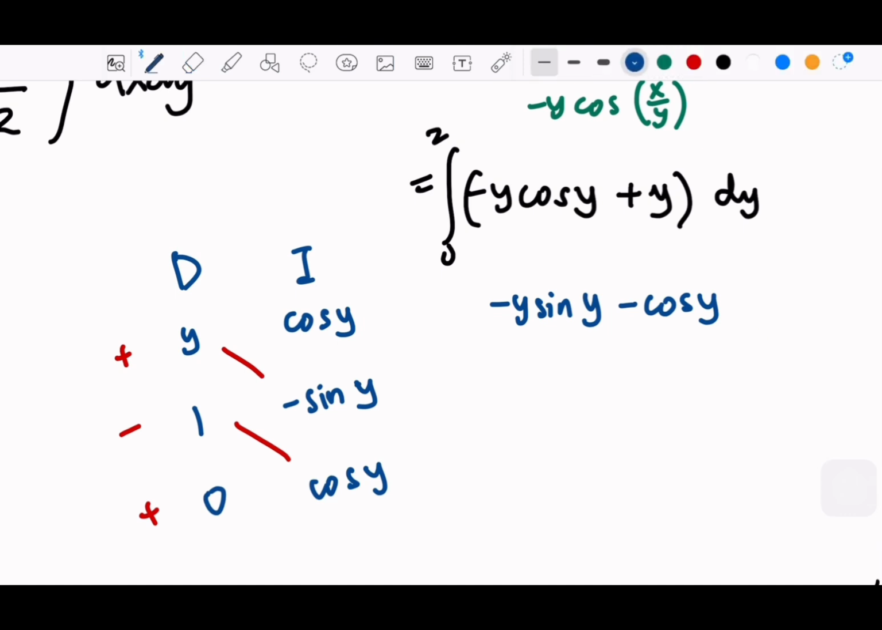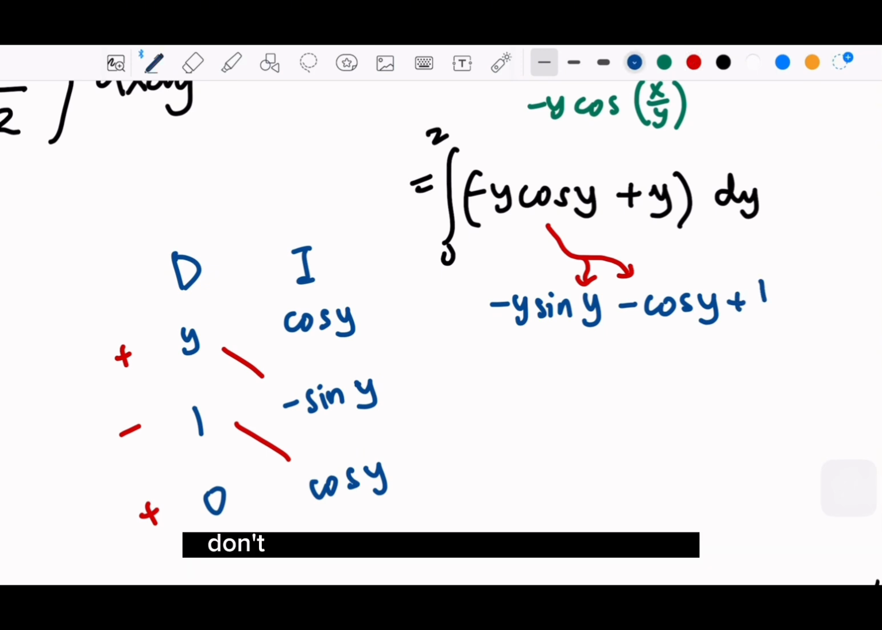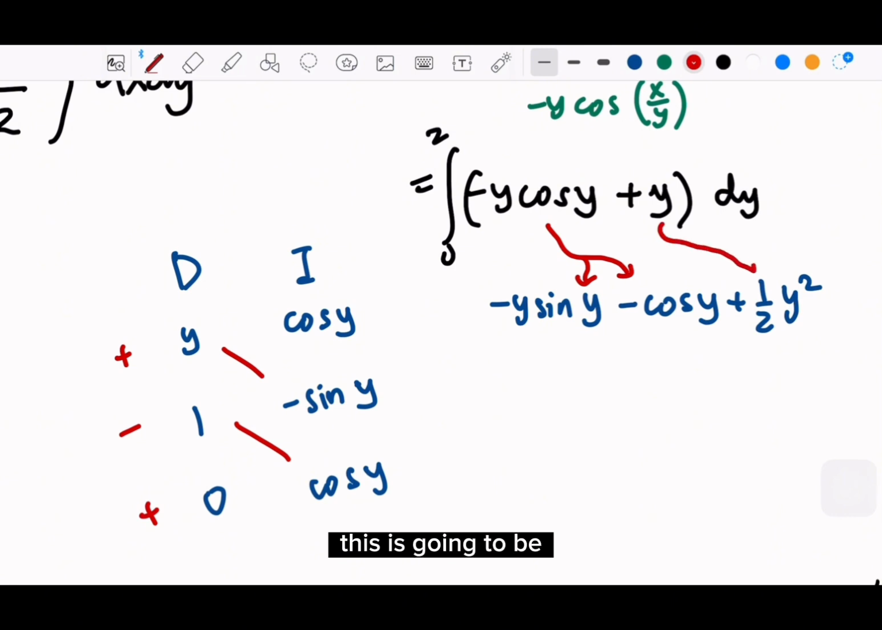Let me write, this is going to be this, and then this will be plus. Don't forget we still have plus half square. Okay, this is going to be that. And then plug in 0 to 2.